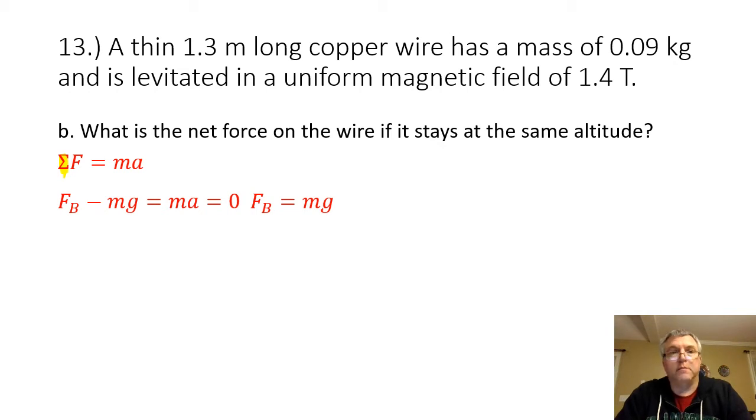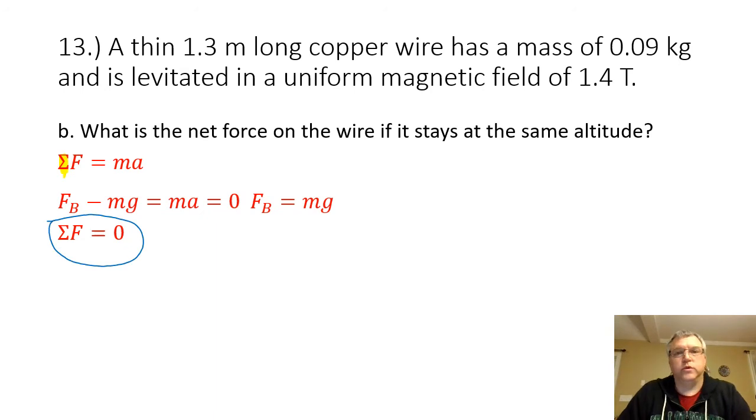So I can say that the magnetic force minus the force of gravity is equal to the mass times the acceleration, which is equal to 0. And I could also say that the magnetic force is equal to the force of gravity. And because both of those equal 0, because my acceleration is 0, because it is not moving up or down, I can say that the net force acting on the wire is equal to 0.